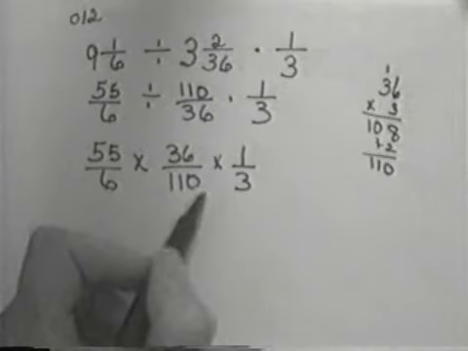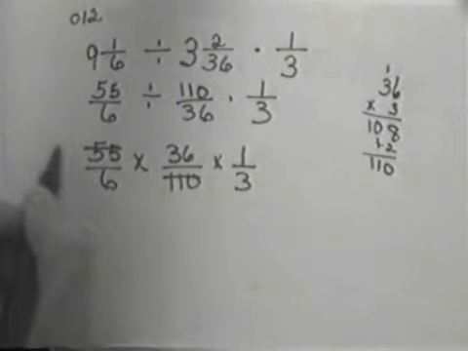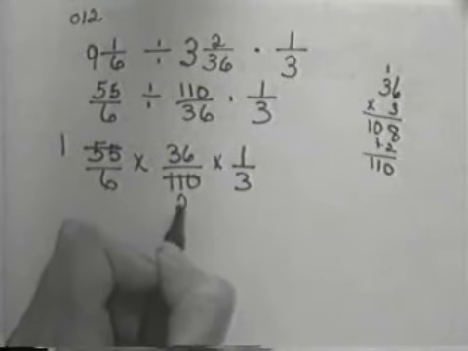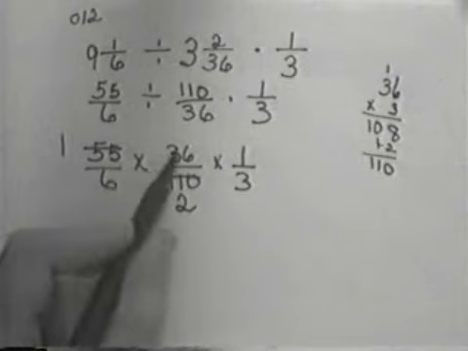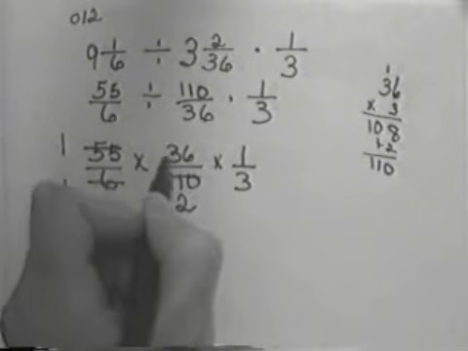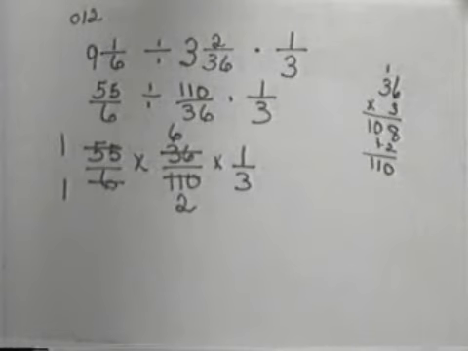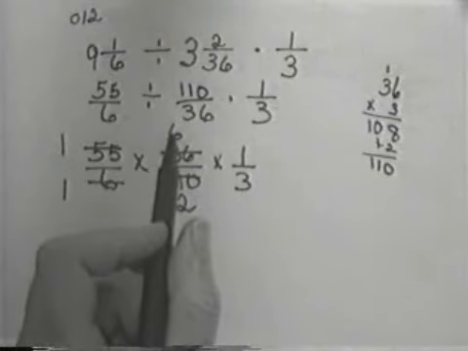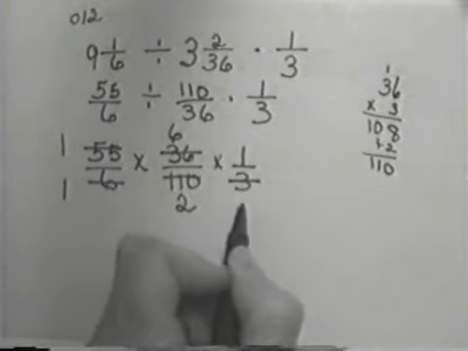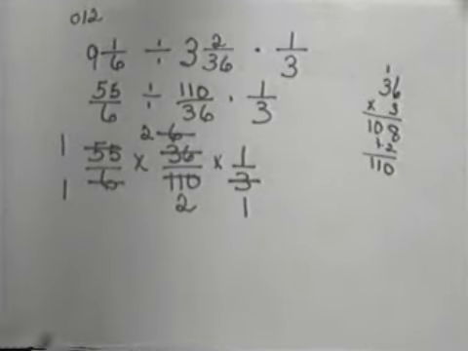Now I'm ready to see if I can do any reducing. Well, 55 will go into 110 2 times. So I want to reduce those. Put a 1 and a 2. 6 will divide into 36 evenly. 6 goes into 6 1 time. 6 goes into 36 6 times. Then I can also reduce the 3 and the 6. So 3 goes into 3 1 time, and 3 goes into 6 2 times.